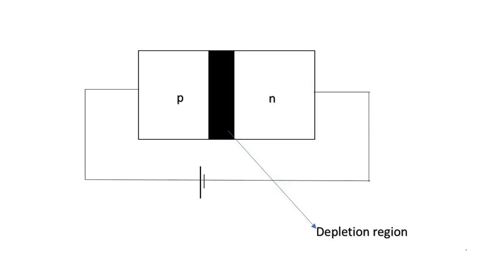So here if you see, this is the PN junction which is connected in forward bias condition.